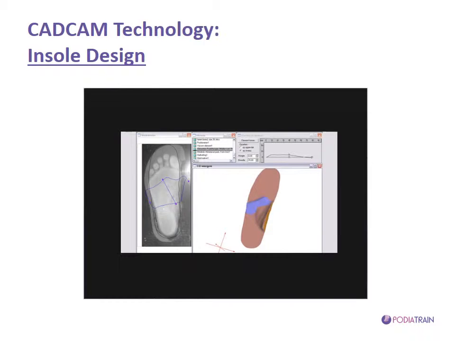G-code is a series of instructions that will be understood by the milling machine, and the G-code will describe, so to speak, the tool path where the tool needs to travel from one place to the other in order to cut the necessary shape in the insole.